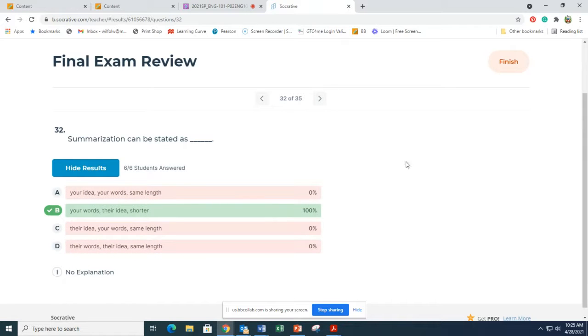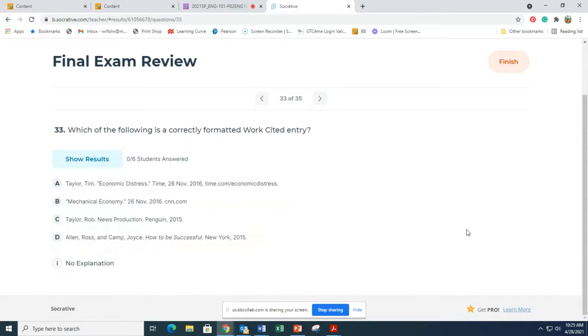Yay, okay, easy, slam dunk, you get this. Okay. I know you probably don't have access to a handbook right now, but you should be able to use the clues given here to figure out which one of these is most likely the correctly formatted works cited entry.